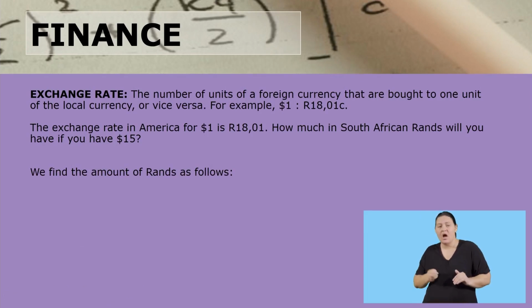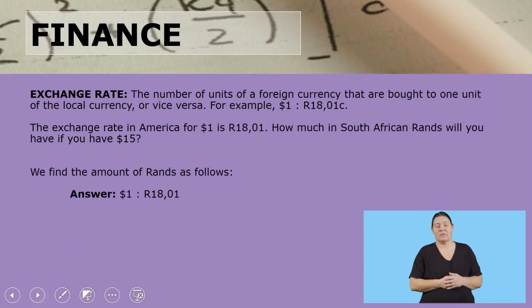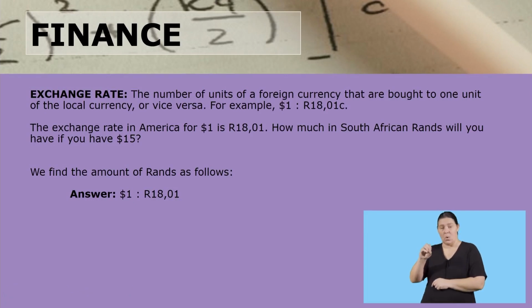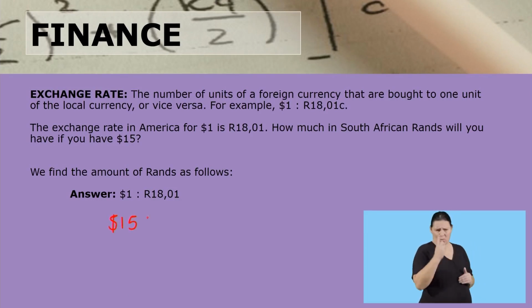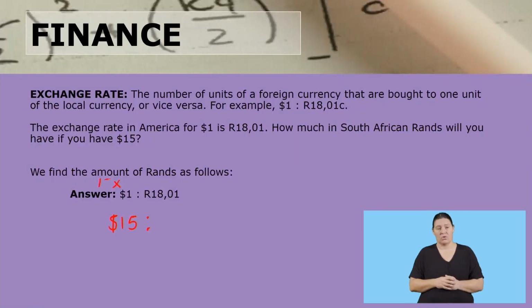So we find the amount of rands as follows. Now remember, we have been given $1 is to 18 rands, but now we are looking for $15 and not just $1. So how am I going to move from that? Remember, we said that when we move from one rate to another, we move by multiplying. So from 1, for me to get to 15, I'm going to multiply by 15. But now that means what I do on one side of the rate, I'm supposed to do on the other side as well. And that is going to be a multiplication by 15.